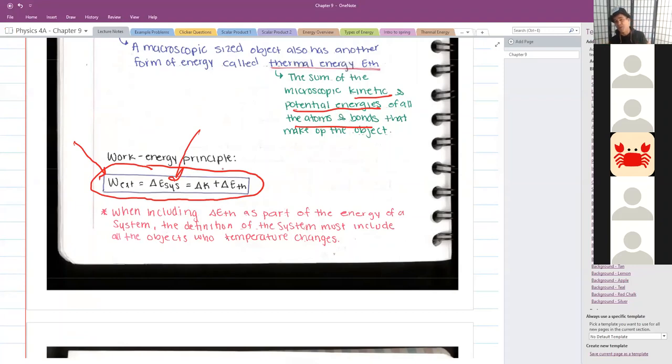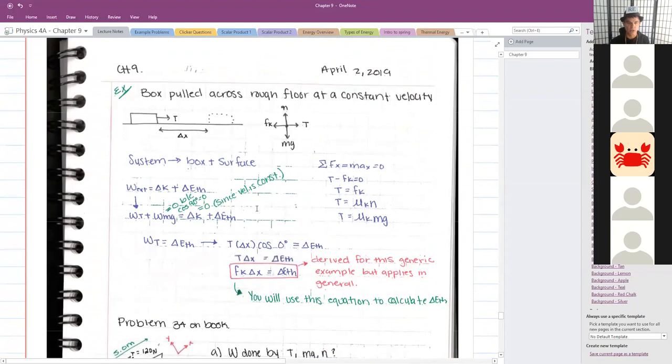And what I'm going to do is a really quick, easy derivation for how you get this equation for thermal energy. So bear with me. I'm going to do an example, very generic example. We're going to pull a box across a floor at a constant velocity. Constant velocity basically means that the speed is not changing, so the change in kinetic energy is zero.